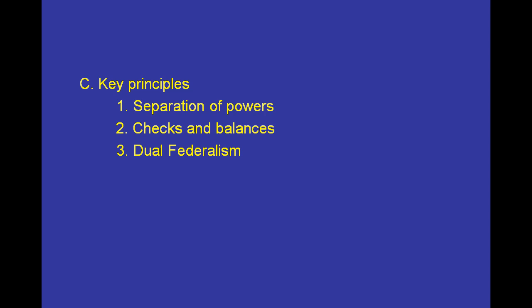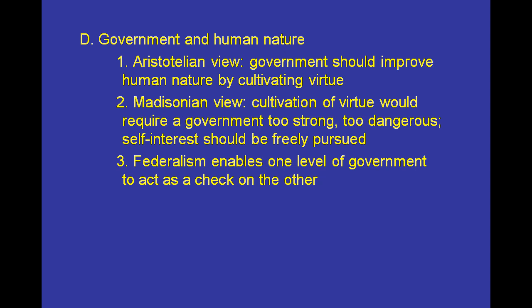The Aristotelian view of human nature says the government should improve human nature by cultivating virtue. But Madison looked at the idea that self-interest should be freely pursued, and that a government under the Aristotelian view was too strong and too dangerous, and thereby restricted individual freedom. Self-interest and individual freedom are the means by which to ensure democracy. Federalism enables one level of government to act as a check on the other, and thereby the people's liberties are further ensured.